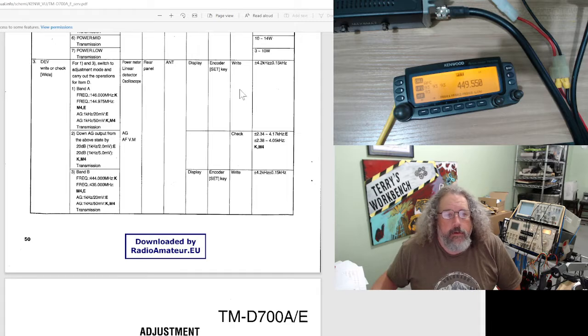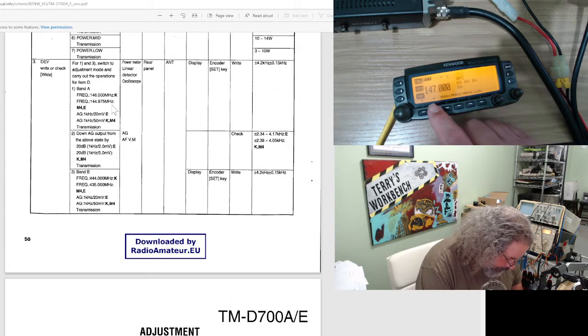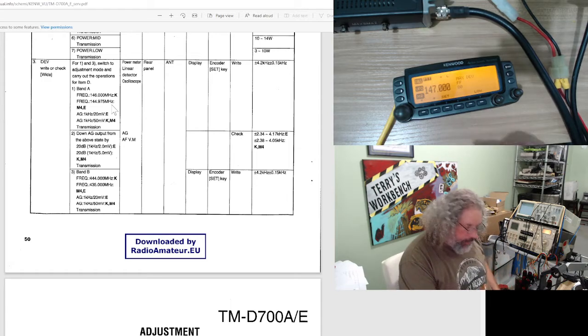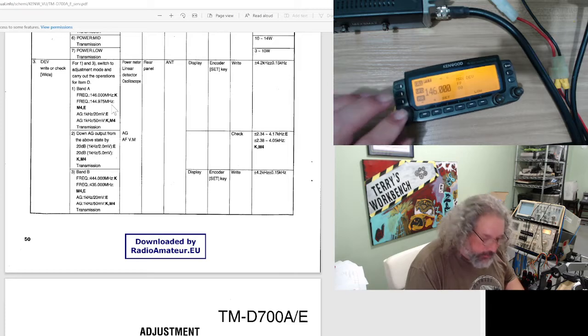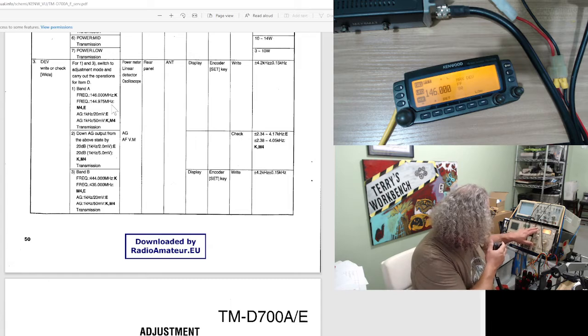Oh Lord. Okay, we're going to go band A. Maximum deviation. All right, it's saying do it on 146. 146 even. 5.